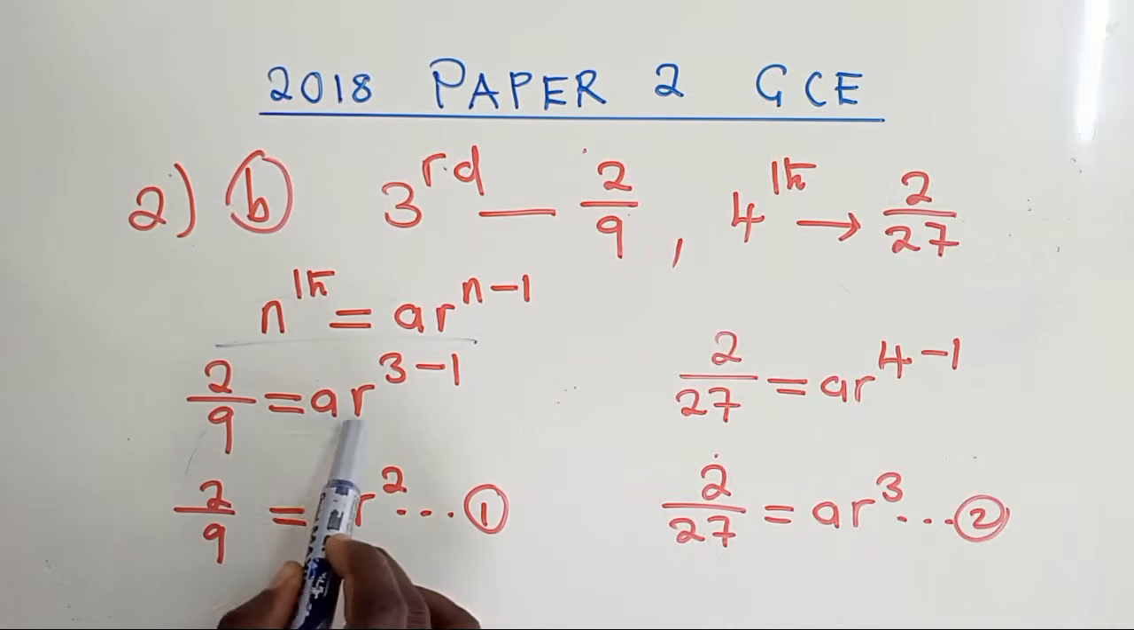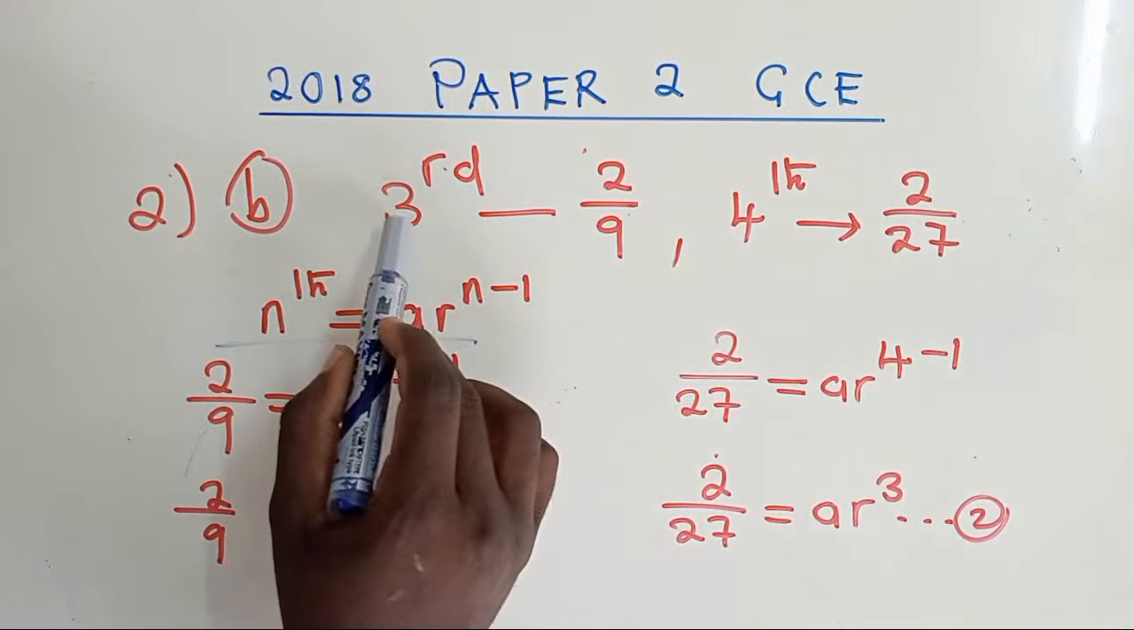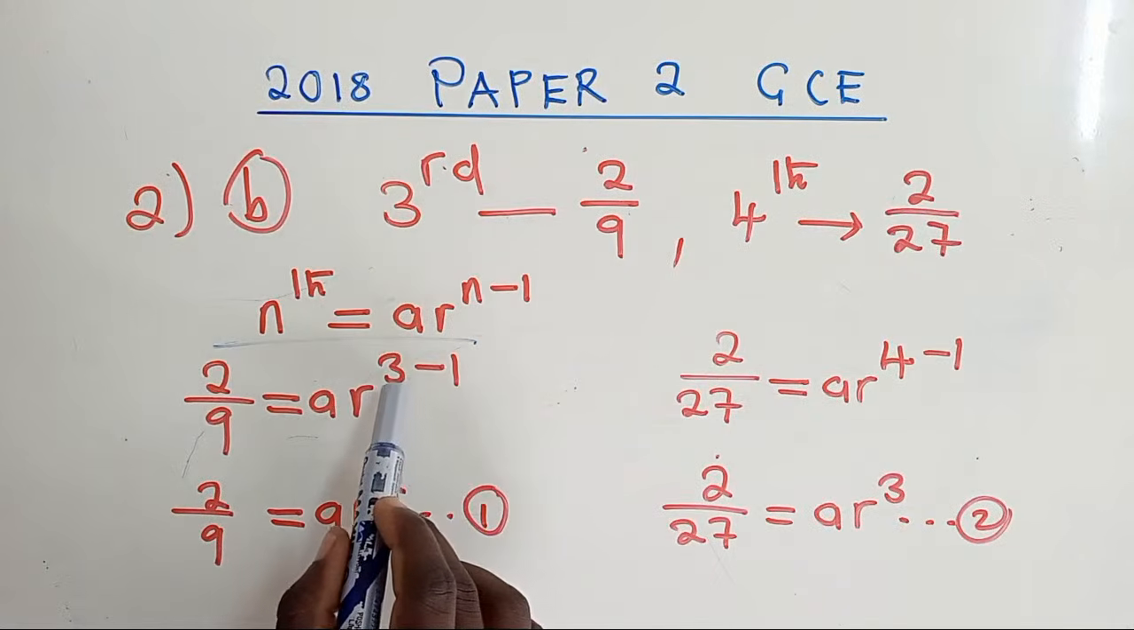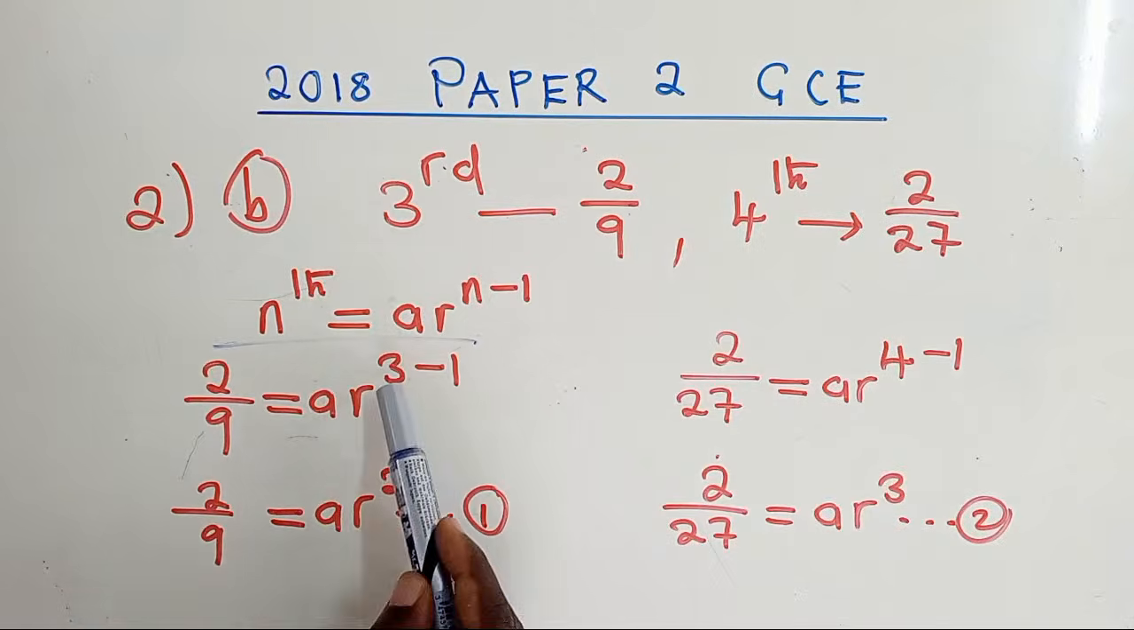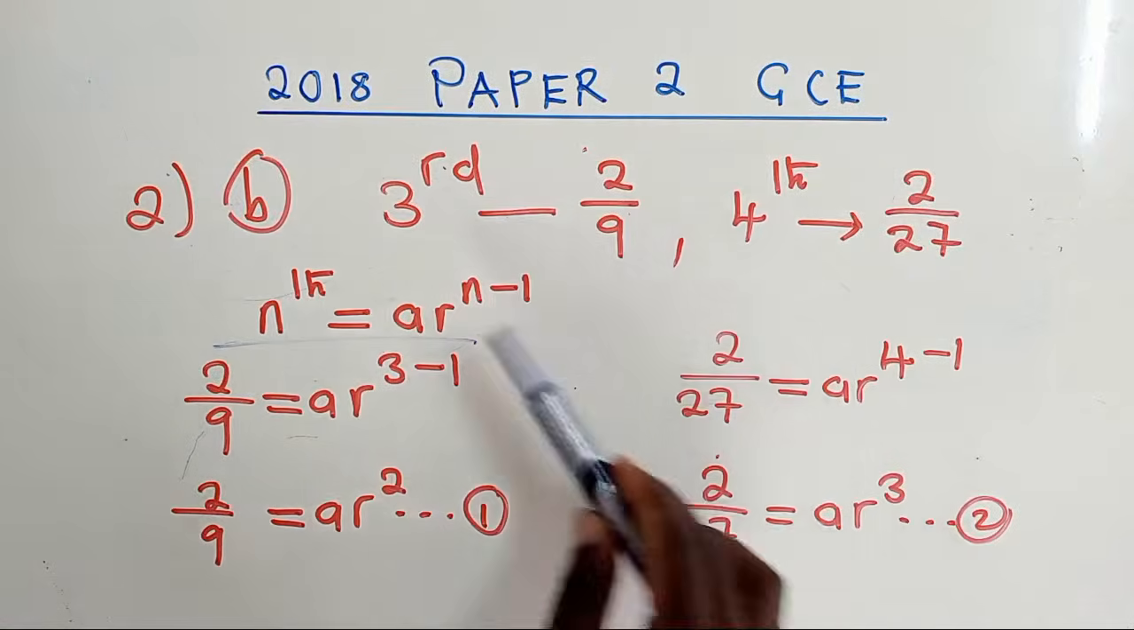We are solving for a and r, so it's equal to a r, and where there is n here, put 3, because the third term is 2 over 9. So put a 3 and simplify there. 3 minus 2, it's a 2 here. So keep this as your equation 1. Okay, just keep it. Next, the same procedure.